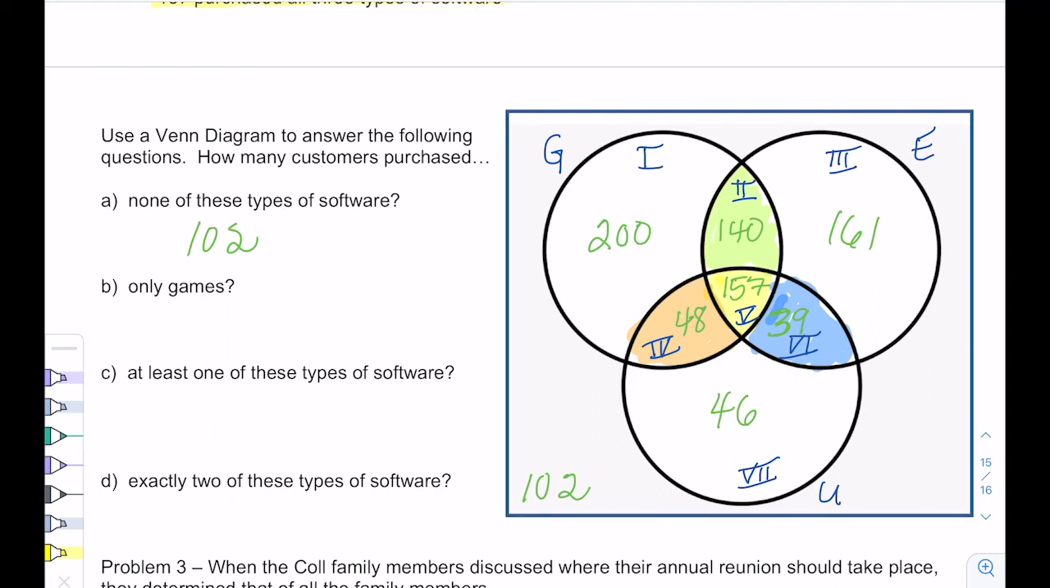In order to figure out how many customers purchased only games, I'm going to look at the game circle, and that would represent the white region, or region 1. They're the customers who purchased only games, so there were 200.